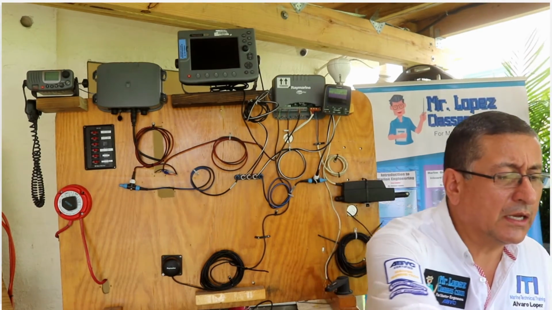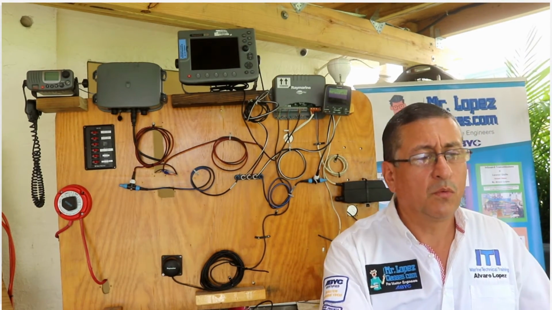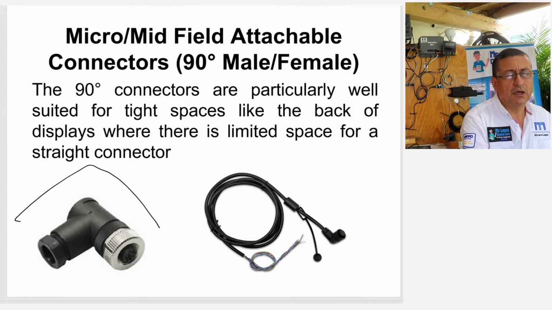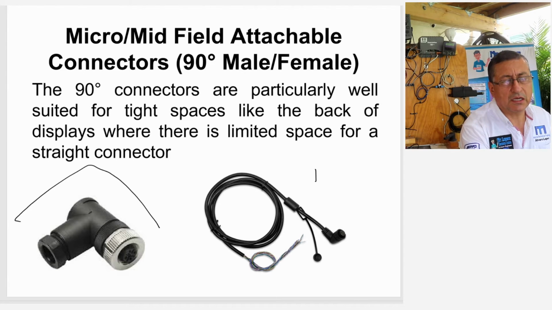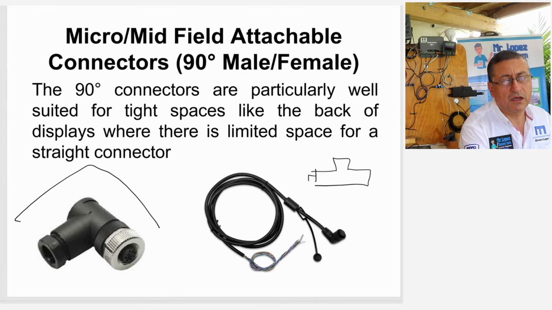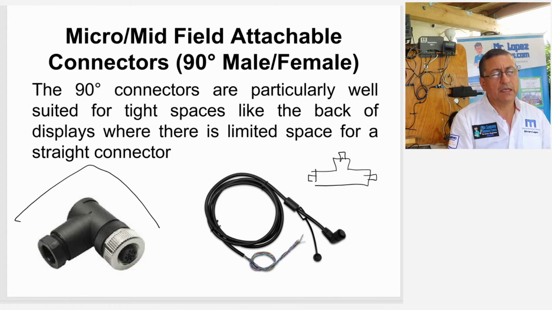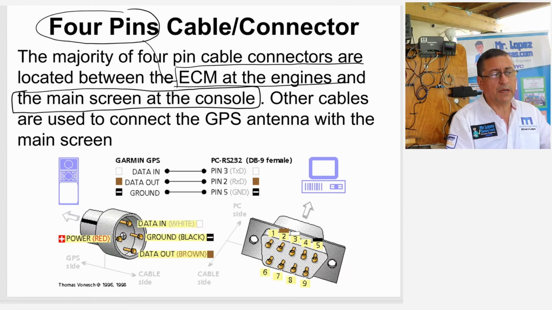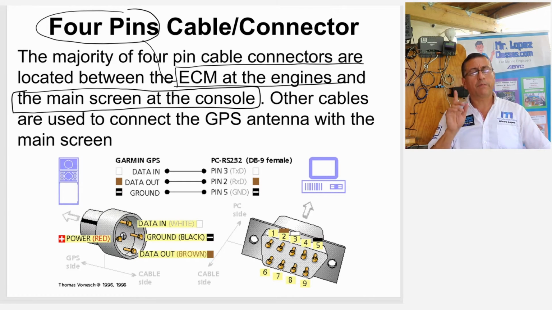All right, we are going to continue with the connectors. Like I explained before, there are connectors in elbow like this, or connectors in T, like the connector that I showed to you before, male and female, and different adapters in order to create the backbone properly. All right, there are cables with 4 pins. In general, the NMEA cables have 5 pins, but there are cables for 4 pins.